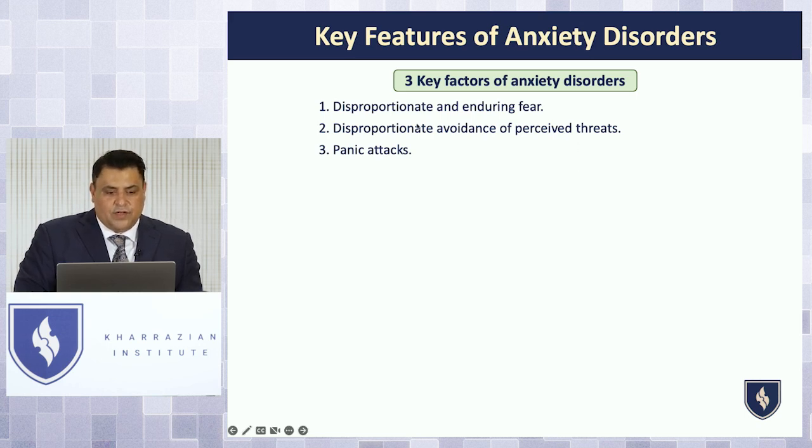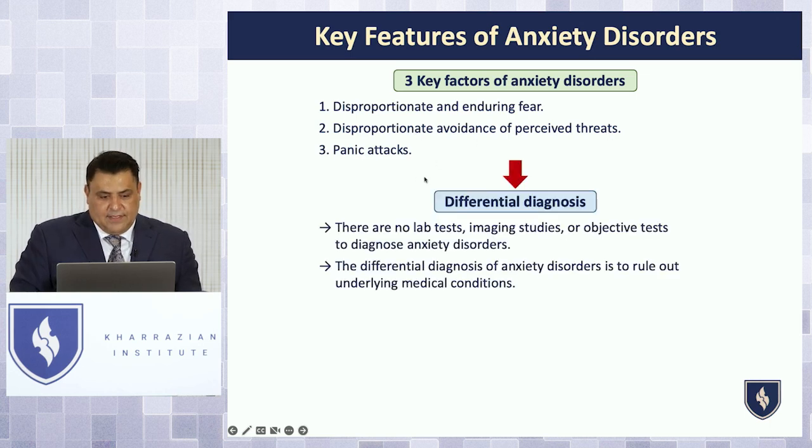First, there's disproportionate and enduring fear. There's disproportionate avoidance of perceived threats, and they have panic attacks. And with the differential diagnosis, there's no lab test, imaging studies, or objective test diagnosing anxiety disorders. The differential diagnosis of anxiety disorders is to rule out any underlying medical conditions.